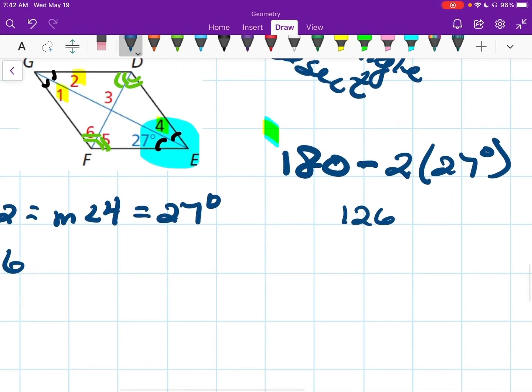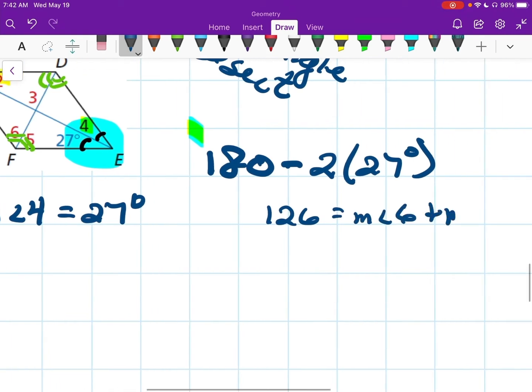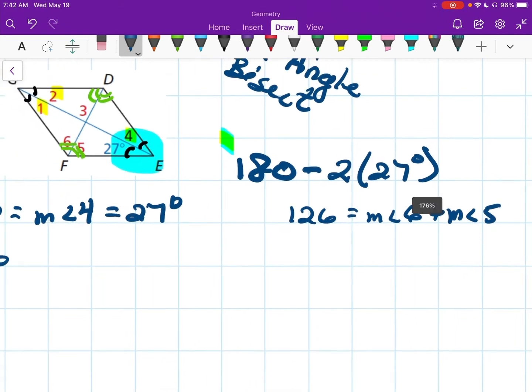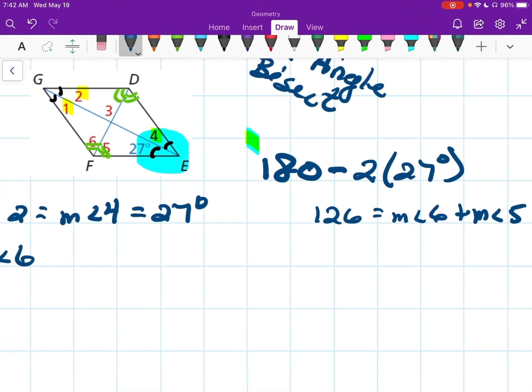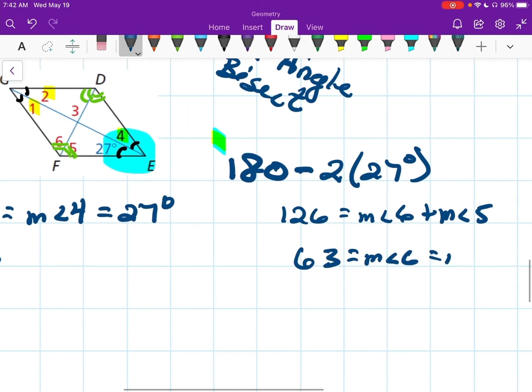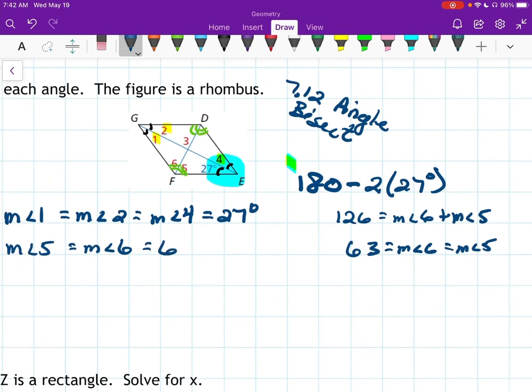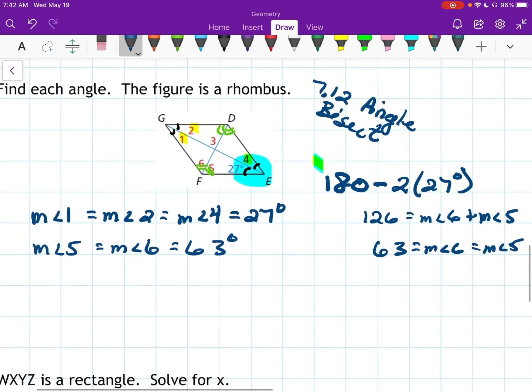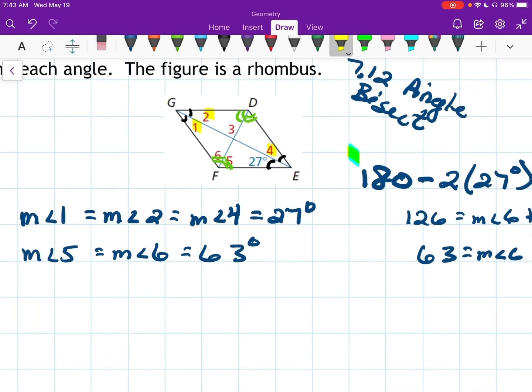Right, so that would be equal to the measure of angle 6 plus the measure of angle 5. It would be both of them. So now I'm going to divide by 2 so that I can get the individual angle. So now I have 63 is the measure of angle 6, which equals the measure of angle 5. So let's write that over here, 63 degrees, okay? Let me see if I can erase that blue marking there. So I've taken care of 6 and 5. My only one that's left is the measure of angle 3.